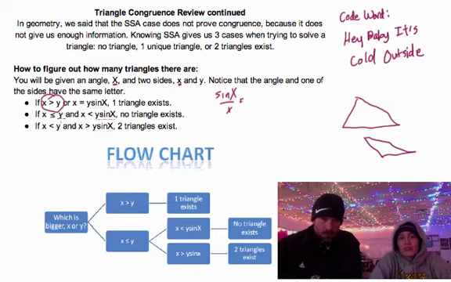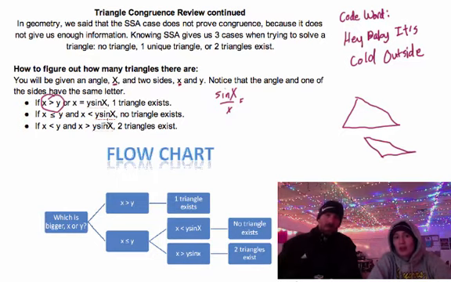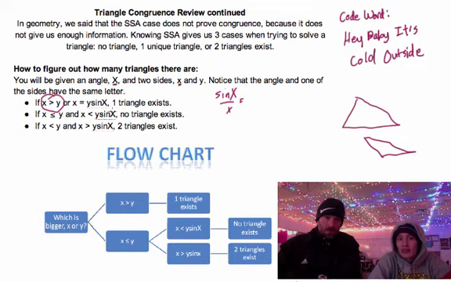So if x is less than or equal to y, or if x is less than y, there are two situations that mean we have to check something else. If x is less than y, we have to check what y sine x is, and then compare that to x. Because if x is smaller than y sine x, that means no triangle exists.